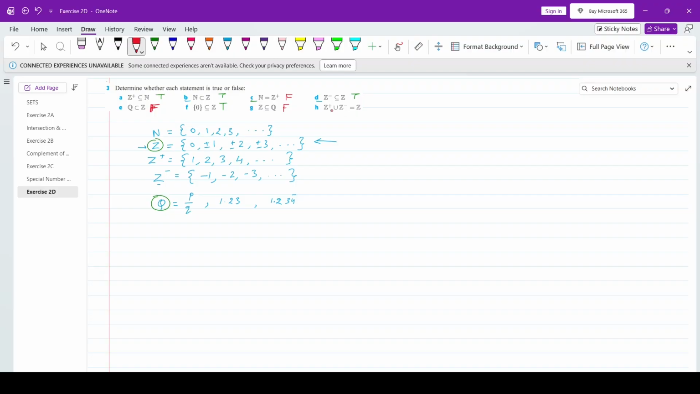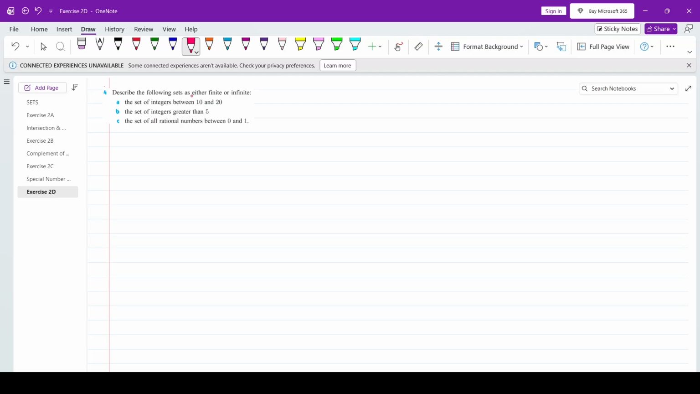Now Z plus union Z minus is equal to Z. Now we know Z plus is this, Z minus is this. And if we take union of both of these, is it equal to Z? No, we still have one term left, that is 0. This element 0 will still not be present. So this statement is false. Let's move on to the next question.